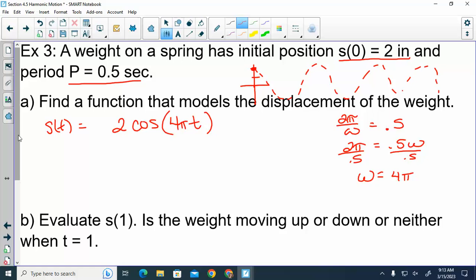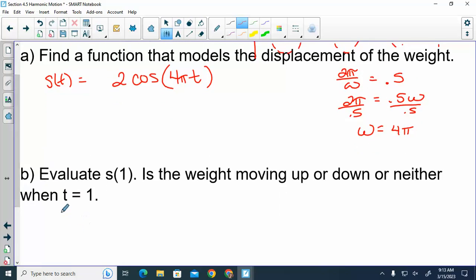Alright, B. Evaluate S of 1. You plug in a 1. What do you get? Cosine of 4 pi, so cosine of 2 pi. That's 1, and then multiply by 2, we should get 2.